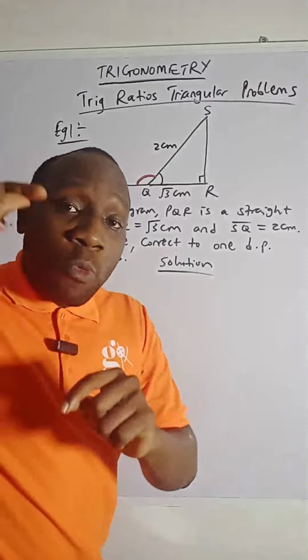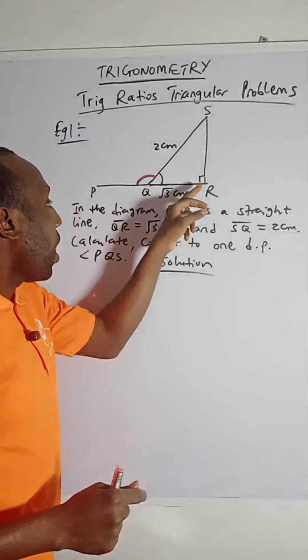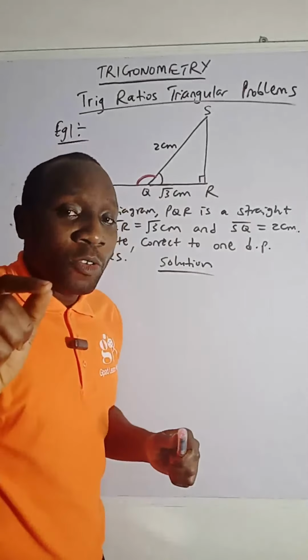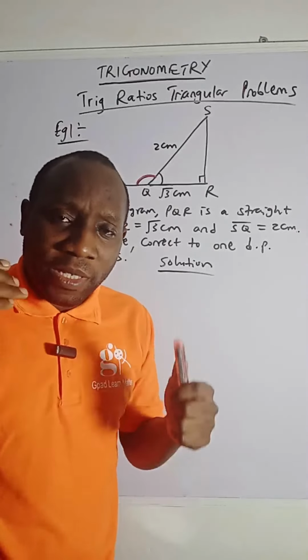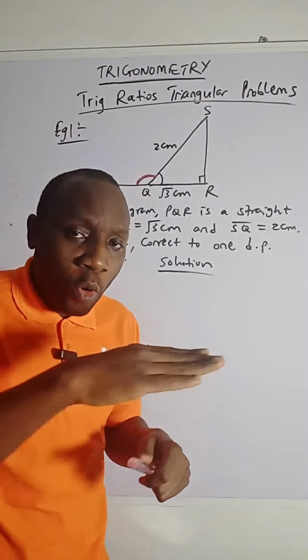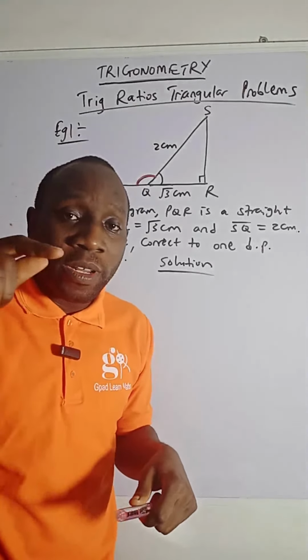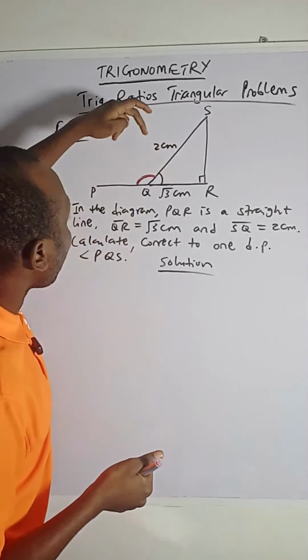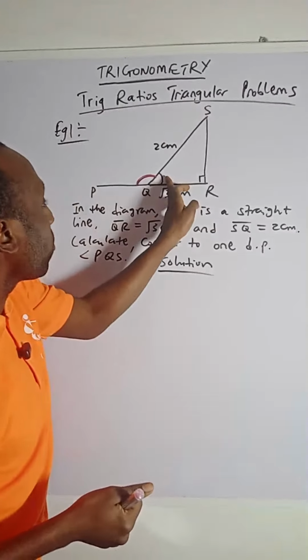Since we were told that PQR is a straight line, and we know that the sum of angles on a straight line is 180 degrees. Let me say it again. The sum of angles on a straight line is 180 degrees. It means that if I can get this angle here, this angle SQR, that's this angle here.